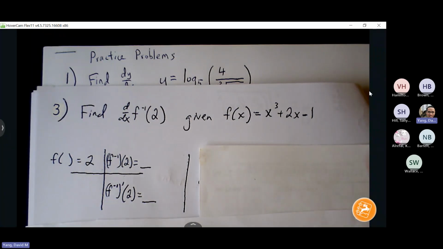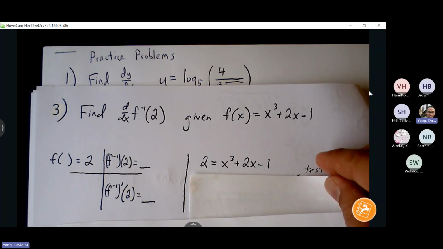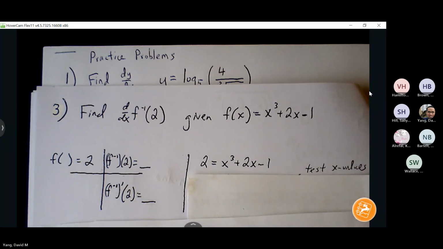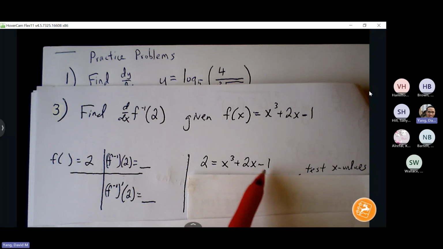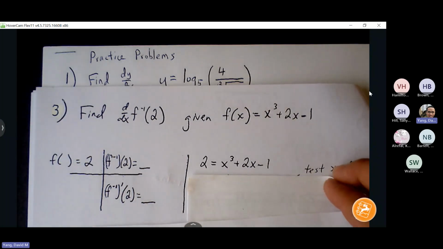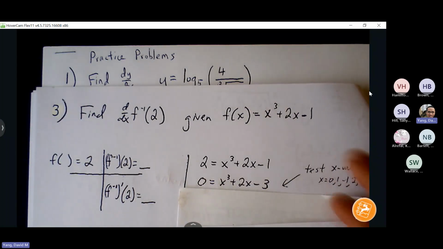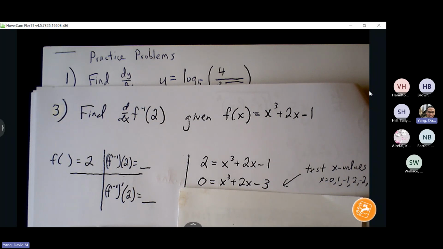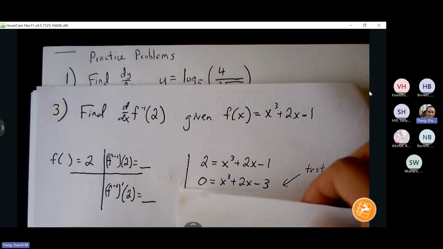Okay, so we can go ahead and try to solve this equation: 2 equals x cubed plus 2x minus 1. We have to do a little bit of guess and check here. Bring everything over to one side so it equals 0, then plug in an x value that makes it work. If I plug in 1, 1 cubed plus 2 times 1 is 3, and 3 minus 3 is 0. So 1 works.